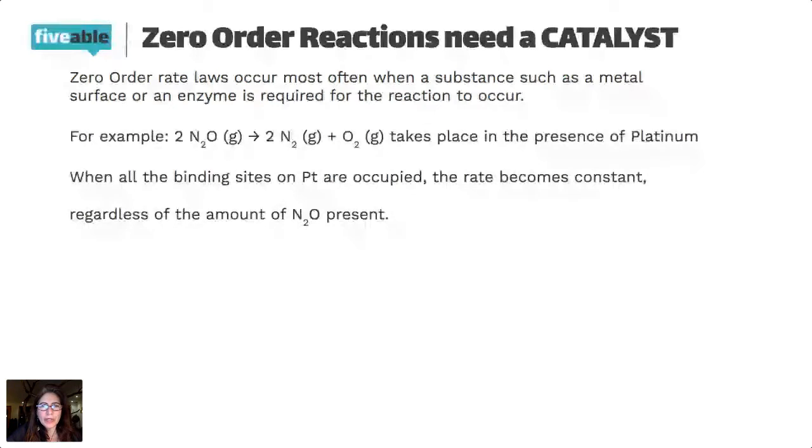So for example, an example for this type of catalyst. If you have this reaction where dinitrogen oxide decomposes into nitrogen and oxygen, this reaction takes place in the presence of platinum metal. When all the binding sites of the metal are occupied, then the rate becomes constant.